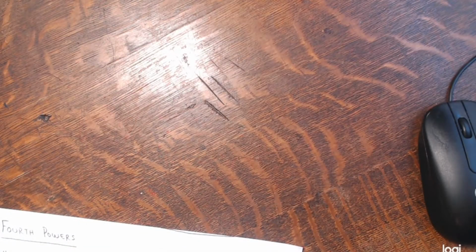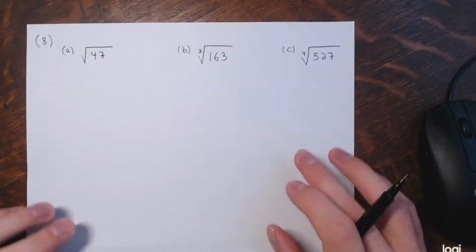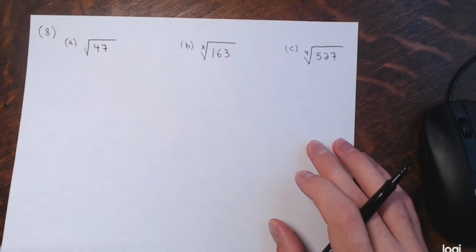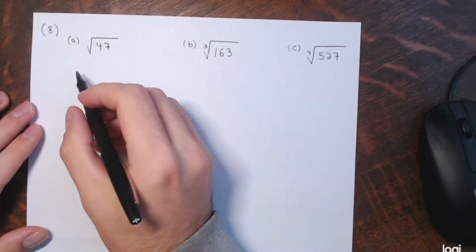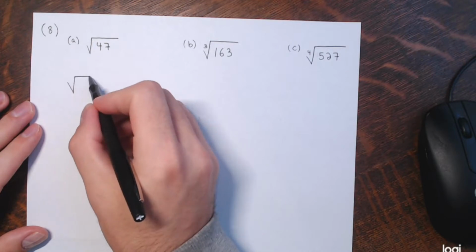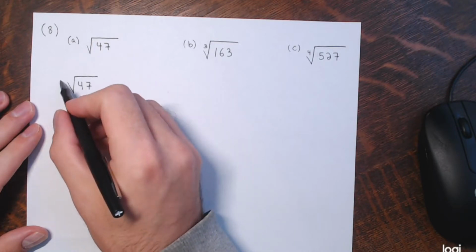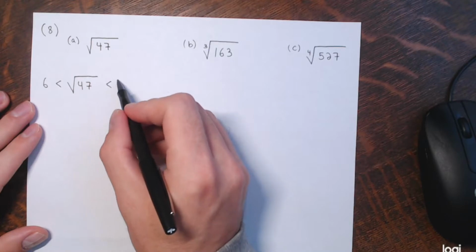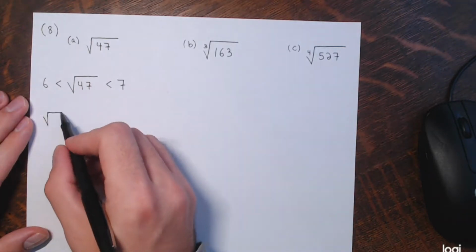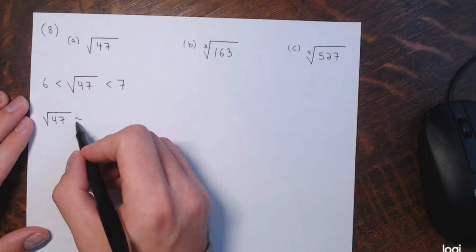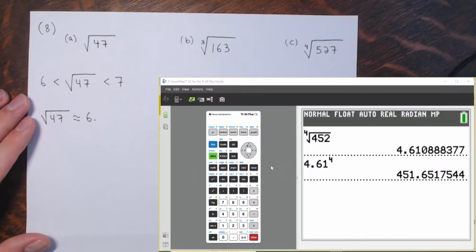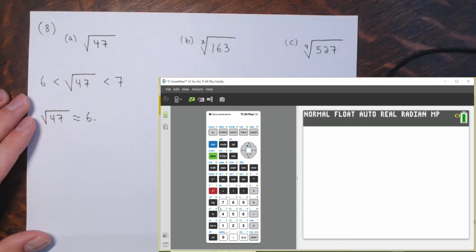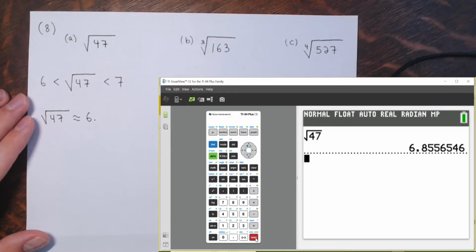So now the last question has 3 parts again, question 8. It's another square root, another cube root, and another fourth root. I'll just write right away, part A, square root of 47. That's going to be between 6 and 7. So I know that when I punch in the square root of 47, it'll be approximately 6 point something. Alright, so bringing the calculator up. Let's go square root of 47. Yeah, 6.85.